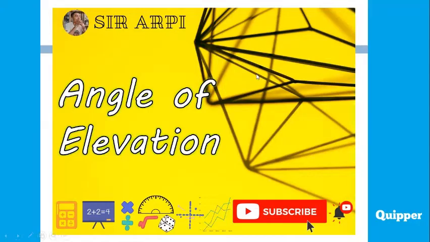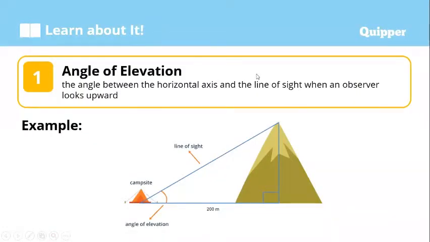Let us first define what is angle of elevation. It is the angle between the horizontal axis and the line of sight when an observer looks upward. Take note of the keyword: when an observer looks upward. This is the angle of elevation. From the horizontal line here, when the observer looks upward, the angle formed is what we call the angle of elevation.